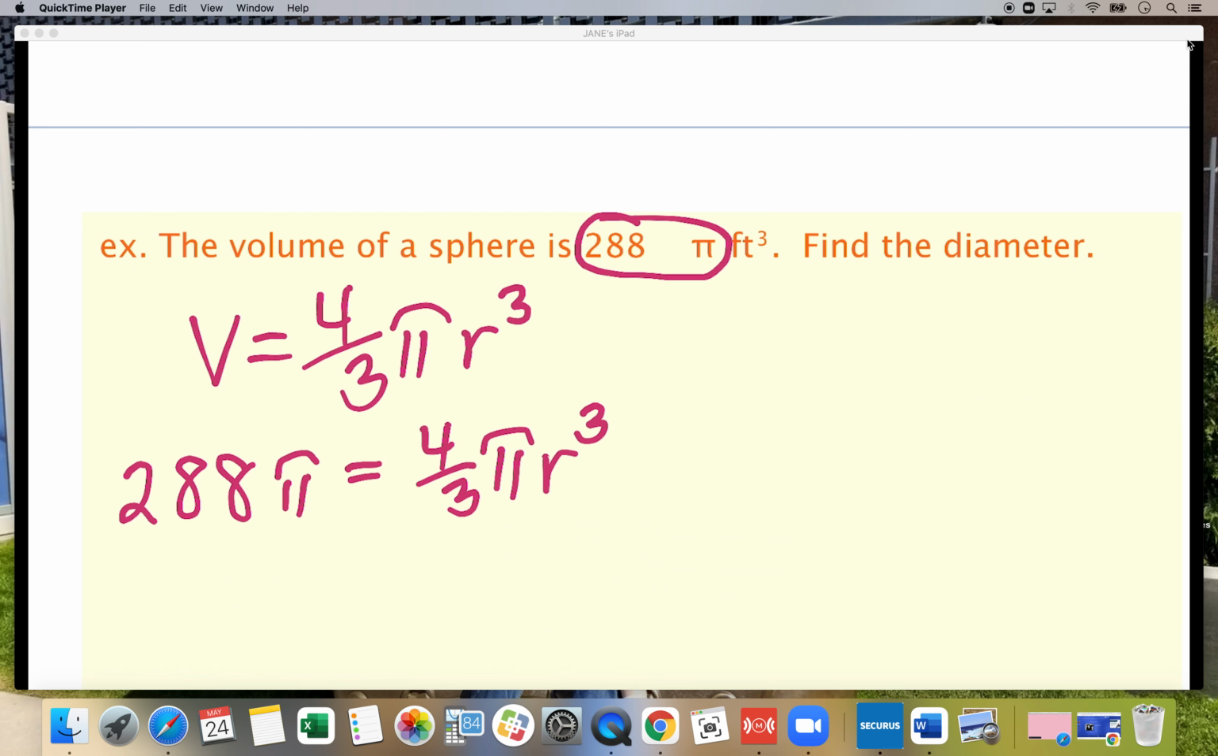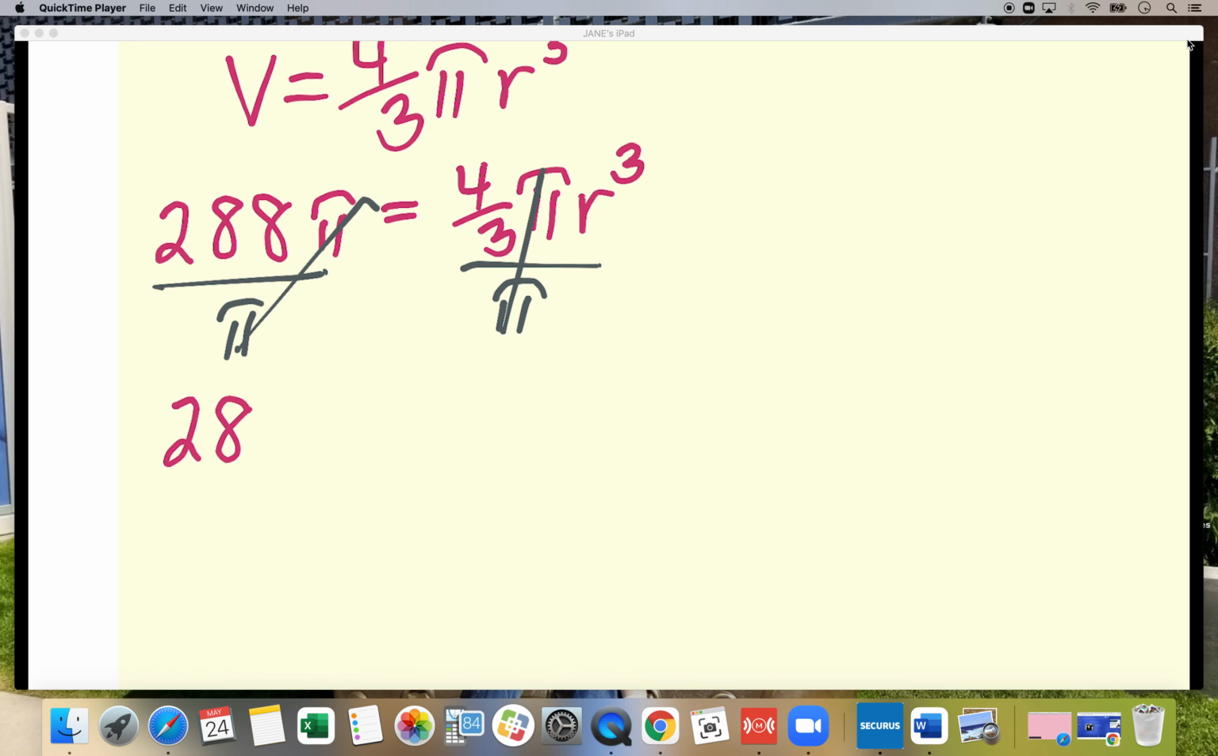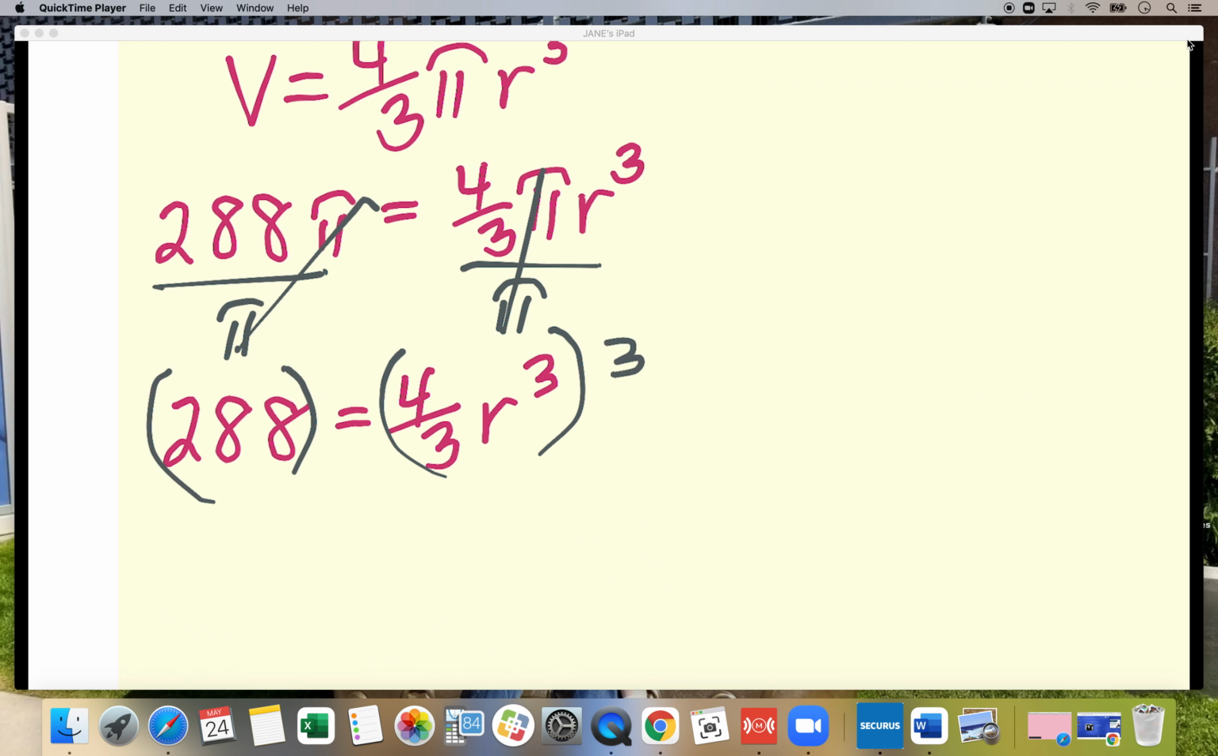And again, you don't need to show this. If you want to just follow along, it might help you. If I divide both sides by pi, these cancel. And so I'm going to keep going, and I'm going to go 288 equals 4/3 r cubed. To get rid of that 4/3, then I'm going to multiply both sides by the reciprocal, which is 3/4. Again, you do not need to show this gray work. I'm just showing it to you so you understand how to do it. So I'm going to take 288 and I'm going to multiply it by 3/4. And I end up with 216 equals r cubed.